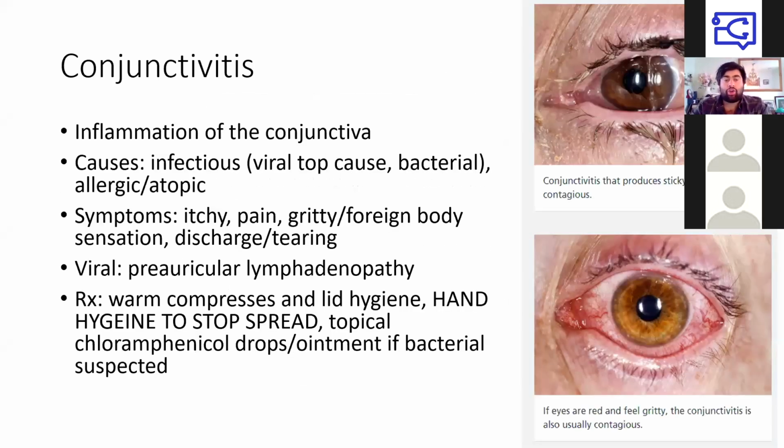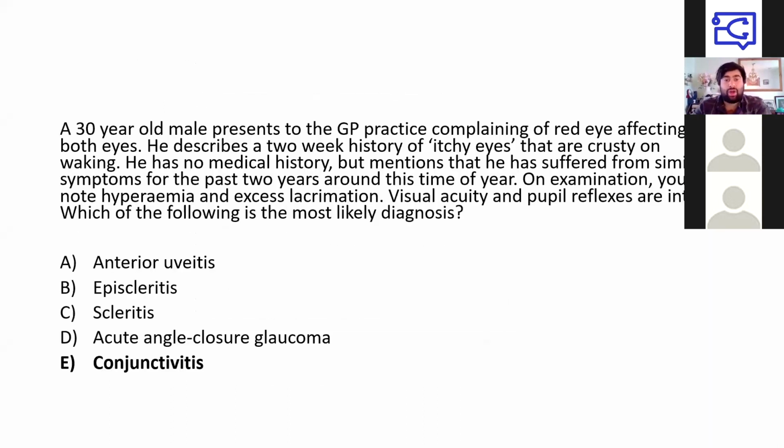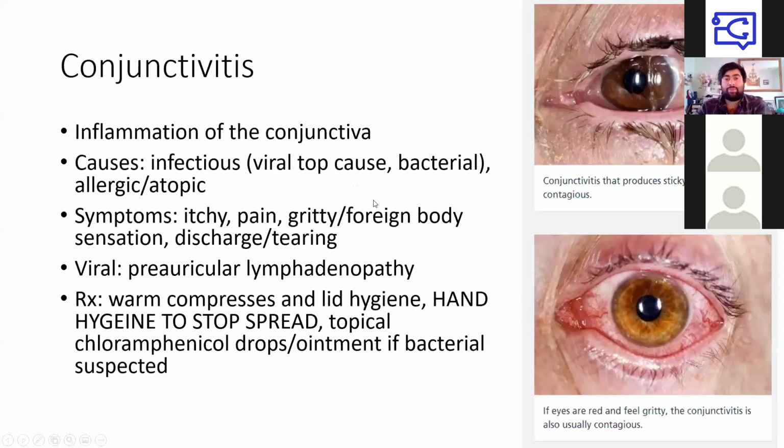So conjunctivitis means inflammation of the conjunctiva. As you know, the suffix itis means inflammation of X. There are lots of causes. I would generally say the most important ones to be aware of are infectious causes, and that could be any pathogen, so bacterial, viral, fungal even. And then you have allergic atopic conjunctivitis as well, which probably sounds like what's being described in this question, because this person describes a 2-week history of itchy eyes. I think somewhere it says they get this around this time of year. So you should be thinking about things like allergic conjunctivitis.